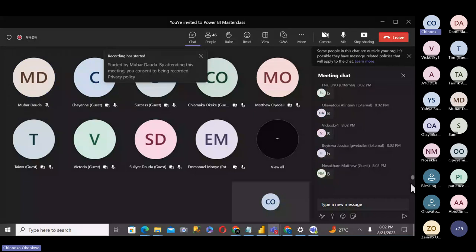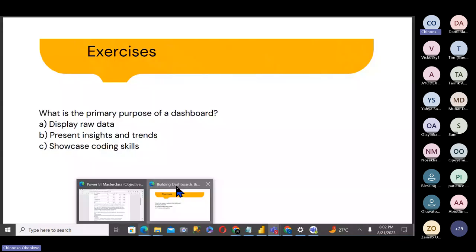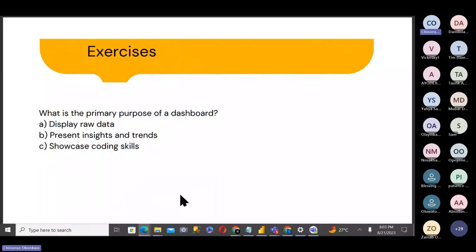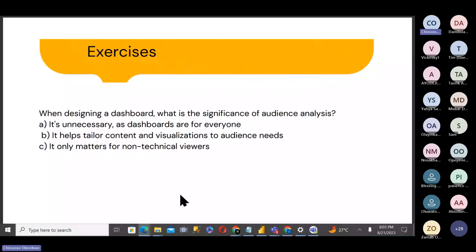At least everybody got this question right. Everybody understands that raw data doesn't really matter that much if you're not presenting insights and trends. No coding skills to showcase here. Let's go on. When designing a dashboard, what is the significance of audience analysis? It's unnecessary, our dashboards are for everyone. It helps tailor content and visualizations to audience needs. It only matters for non-technical viewers. Let me hear what you think.